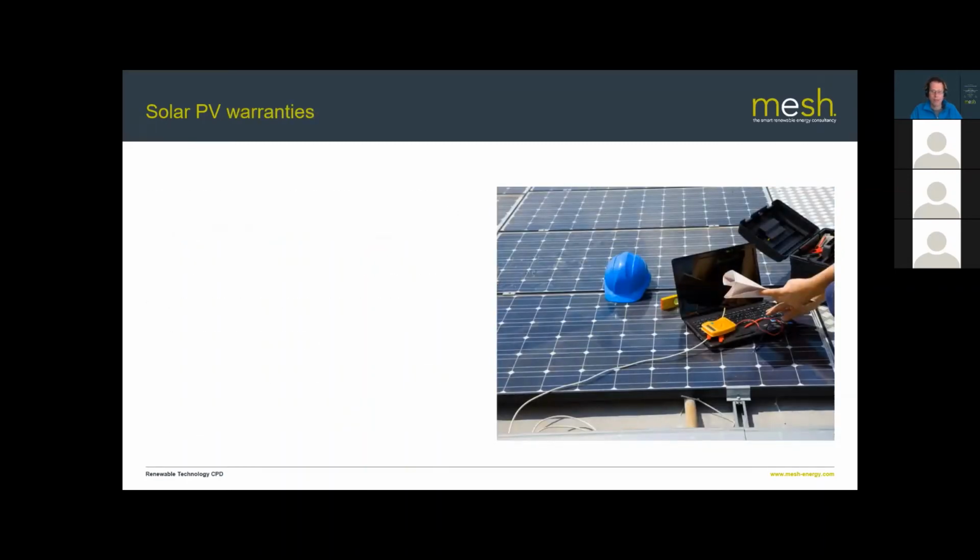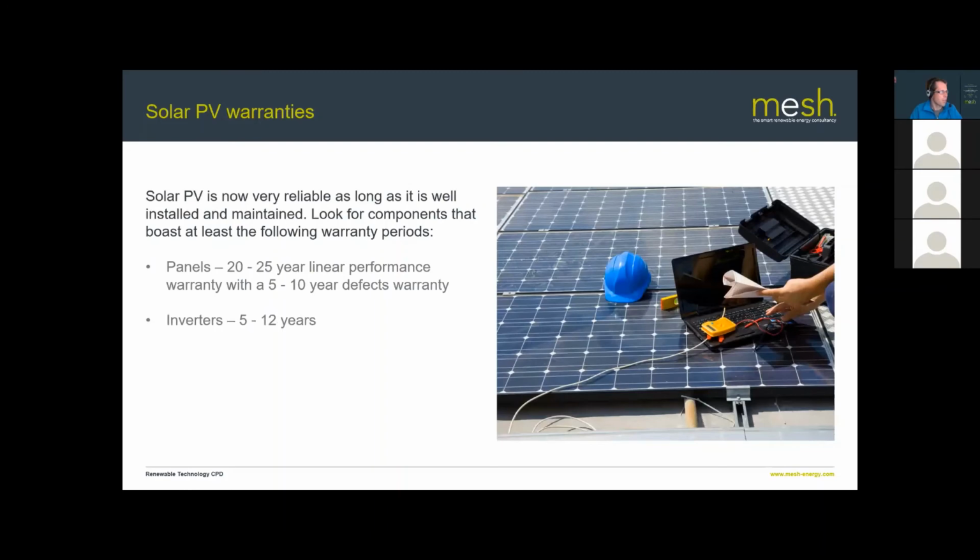Okay, last little bit before we get onto the summary is about warranties. Typically panels have about a 20 to 25 year lifetime, and during that lifetime they will have what they call a linear performance warranty. So panels don't just work one day and not work the next day. They will degrade over the course of their life.